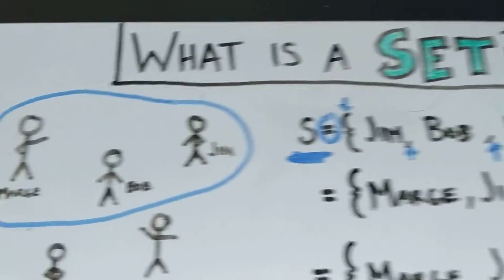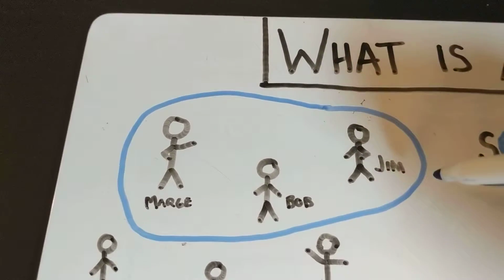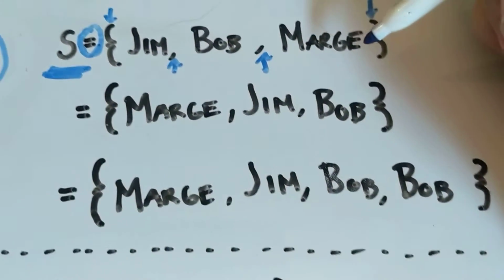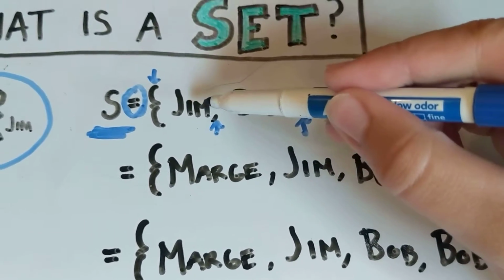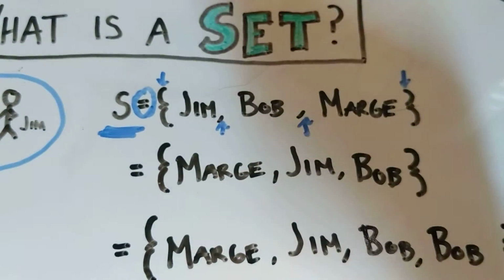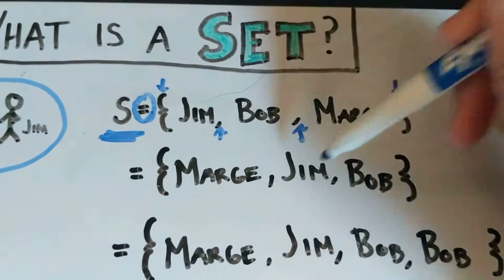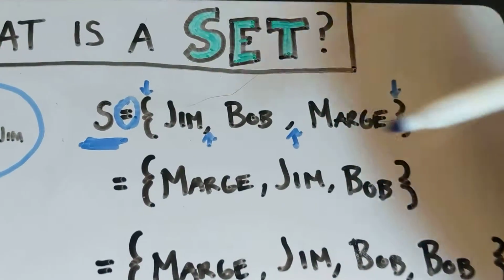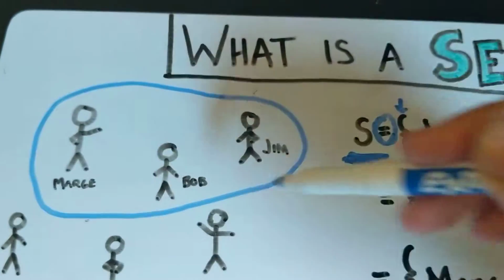Now notice that because a set is just a circle, that's all that a set is, we can define the set in any order we want. So the set containing Jim, Bob, and Marge is the same as the set containing Marge, Jim, and Bob. It's the same 3 people, and it doesn't matter what order we list them in because it's just a circle placed around those people. Right? Does that make sense?